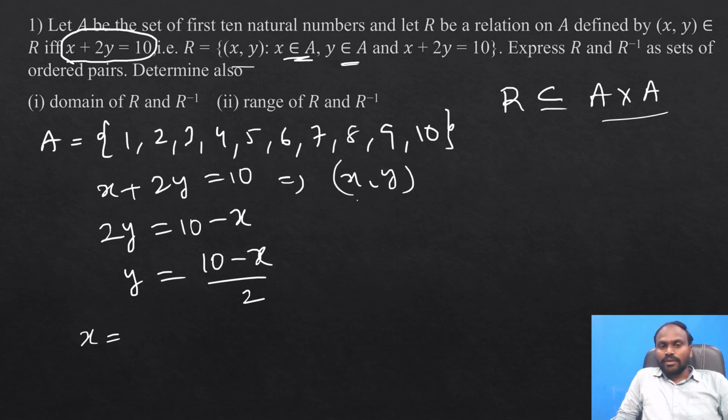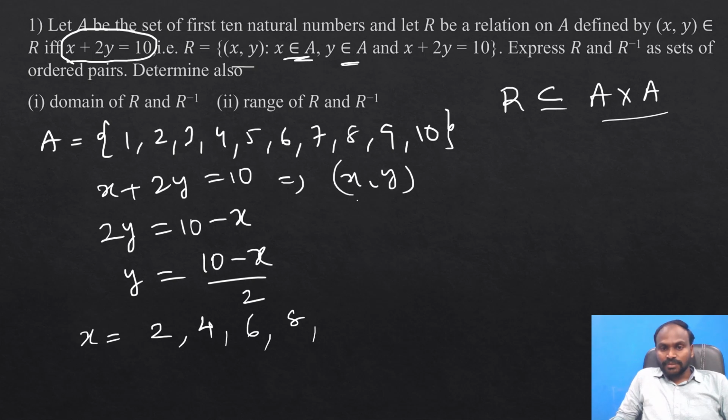I can't take 1. Can I take 1? No, because 10 minus 1 is 9, and 9 by 2 is not a natural number. I can take 2. Next, I can take 4, 6, 8, and I can take 10, but 10 minus 10 is 0, and 0 by 2 is 0, which is not a natural number.